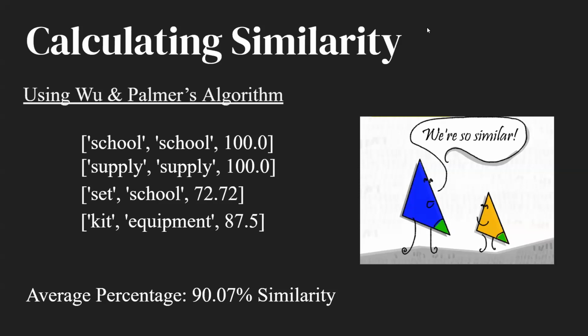After finding the similarity percentage for every pair, to find the overall percentages of these two standards, we calculated the average percent, resulting in a 90% similarity. And this is how similar school supply set kit is to school equipment supply. Next slide, please.